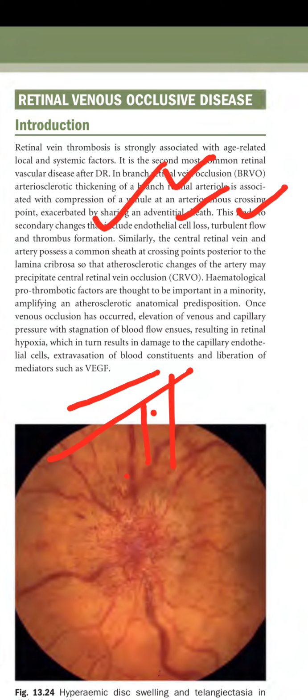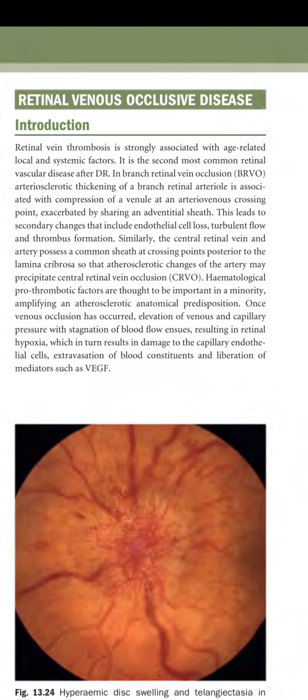Similarly, the central retinal vein and artery share a common sheath at a crossing point posterior to the lamina cribrosa. So, atherosclerotic changes of the artery may precipitate central retinal vein occlusion. Before the lamina cribrosa, there is a crossing point of the retinal vein and artery, similar to the AV crossing. If there are atherosclerotic changes in the artery, it compresses the venule and causes the formation of CRVO. Hematological prothrombotic factors are thought to be important in a minority, amplifying an atherosclerotic anatomical predisposition.